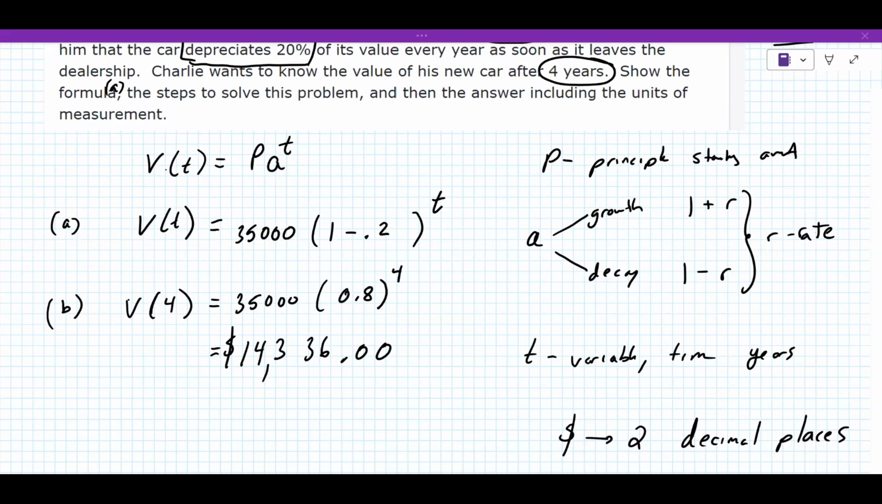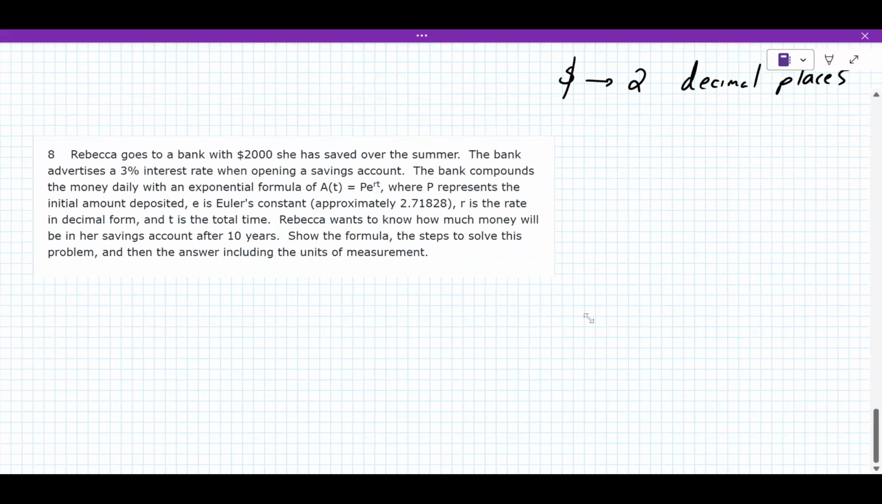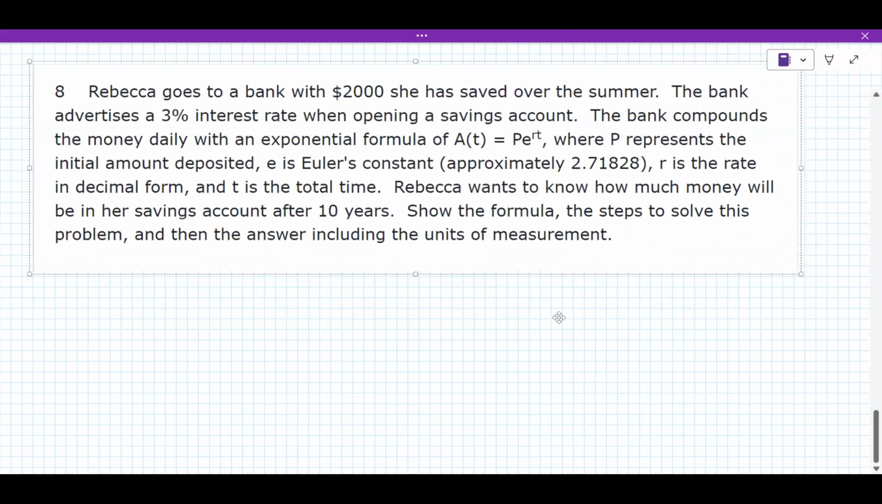Okay, let's do number 8. Looks like only 8 questions in this assignment. Rebecca goes to the bank with $2,000 she has saved over the summer. The bank advertises a 3% interest rate when opening a savings account. The bank compounds the money daily with an exponential formula.